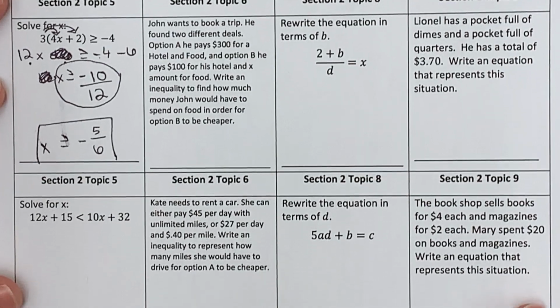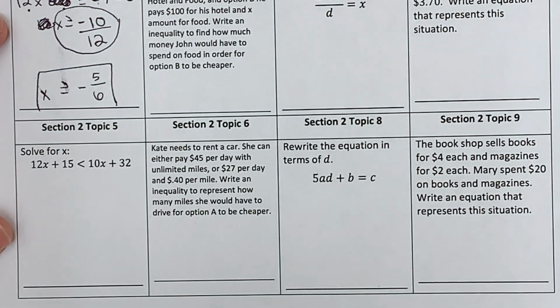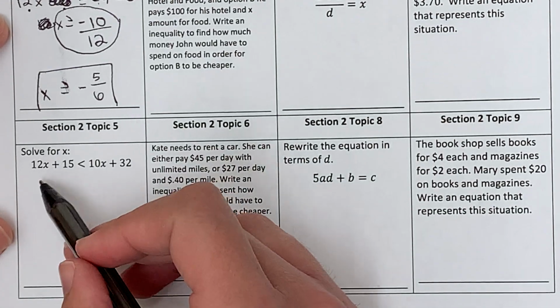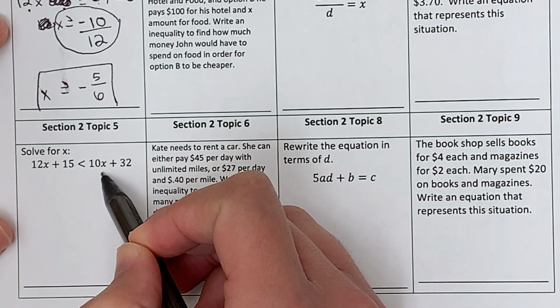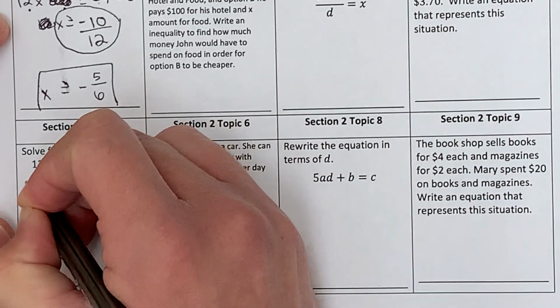All right, let's look at the next one in section 2, topic 5. 12x plus 15 is less than 10x plus 32. So this time I have x's on both sides. I want all of my x's on one side. My least number of x's is either 12 or 10. My least number is 10, and it's a positive 10, right? So we're going to subtract 10x from both sides.